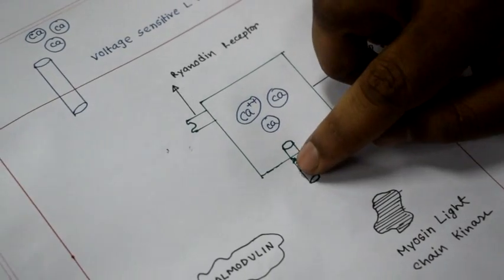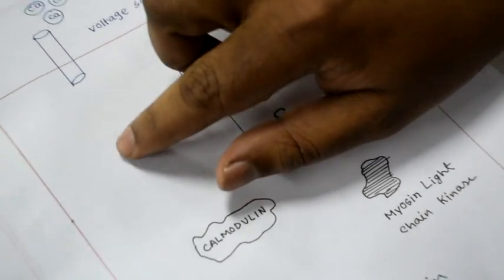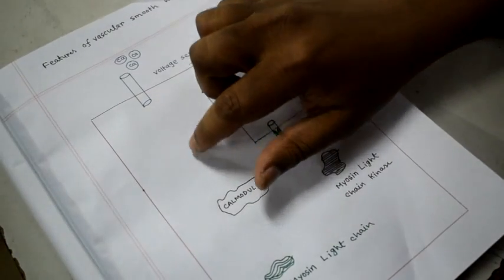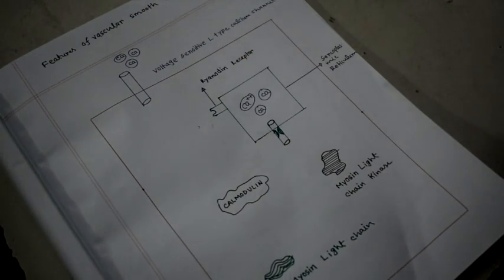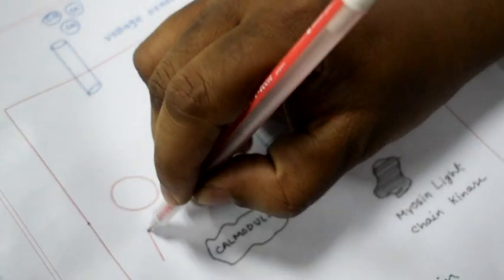This calcium channel in unstimulated smooth muscle is closed. You can see this calcium channel is closed, and this is the cytoplasm. In the cytoplasm you can see there is no calcium. So in the cytoplasm we can say that calcium concentration is almost zero or tends to zero.